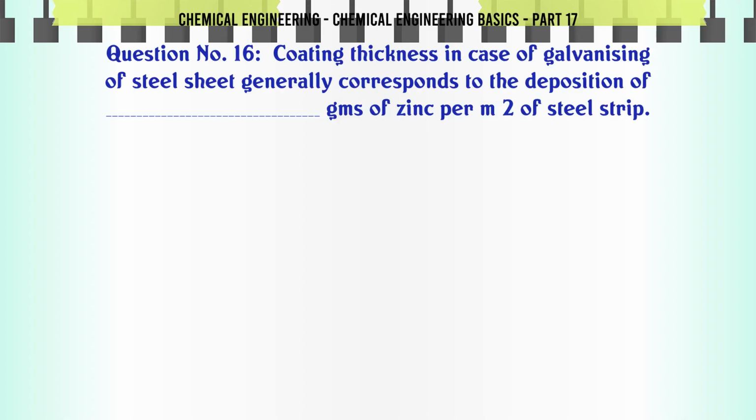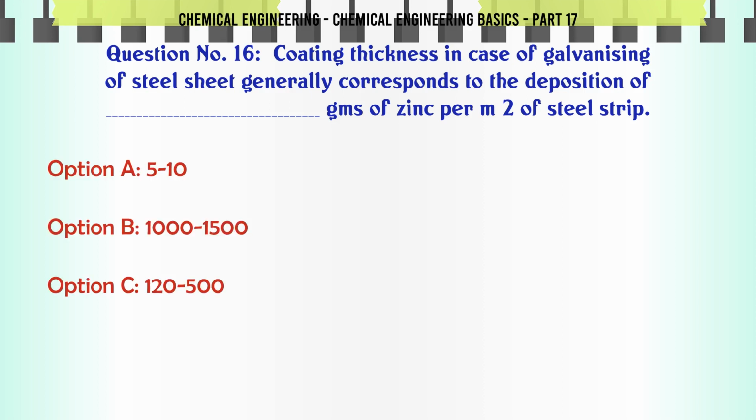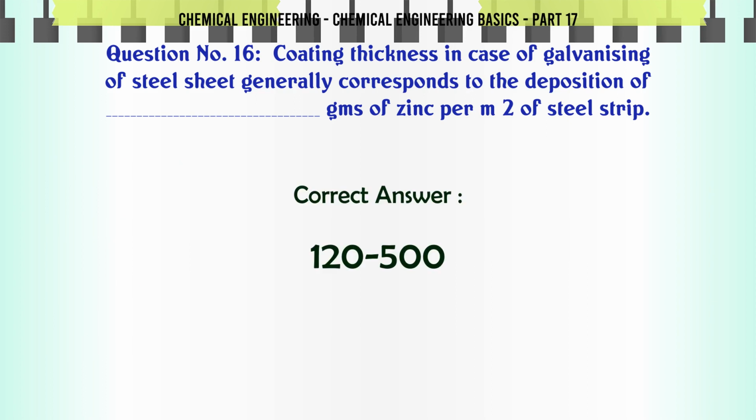Coating thickness in case of galvanizing of steel sheet generally corresponds to the deposition of blank gms of zinc per m² of steel strip. A. 5 to 10, B. 1000 to 1500, C. 100 and 2500, D. 1500 to 3000. The correct answer is 100 and 2500.